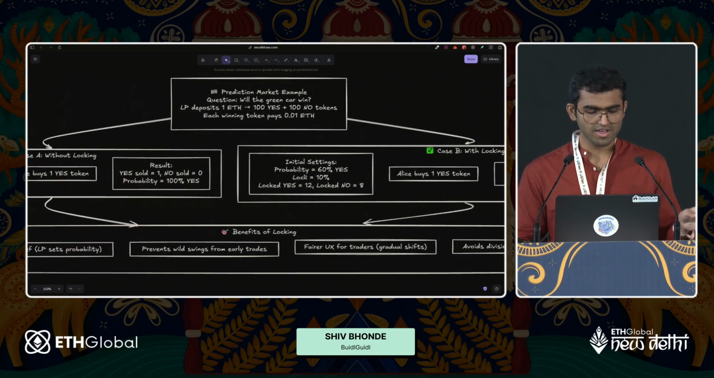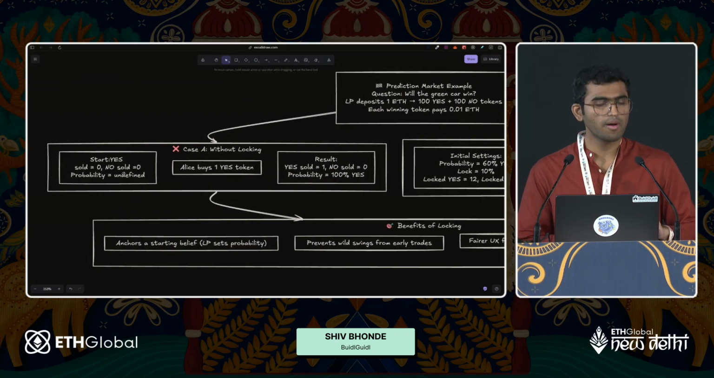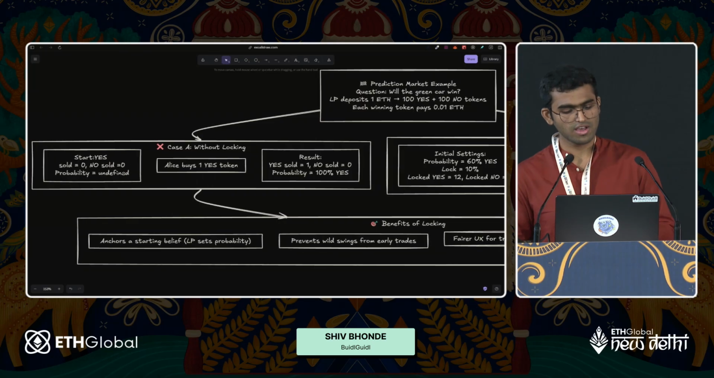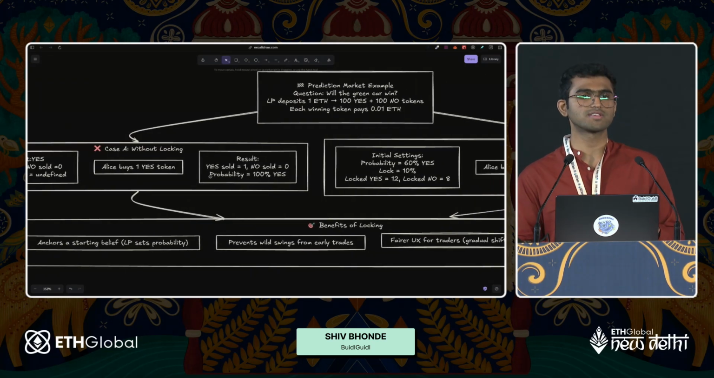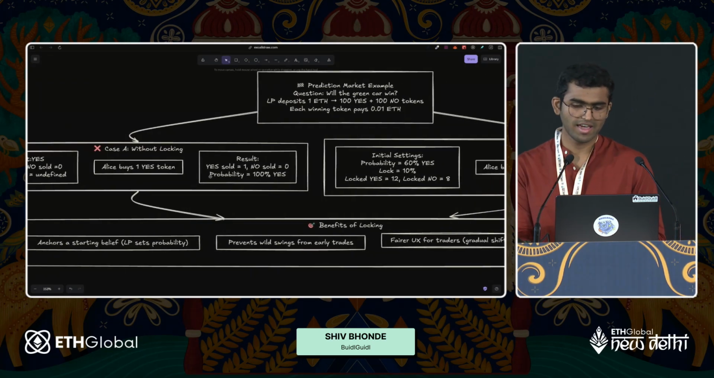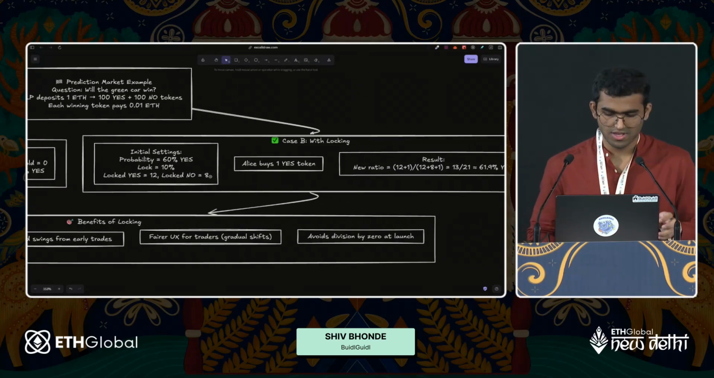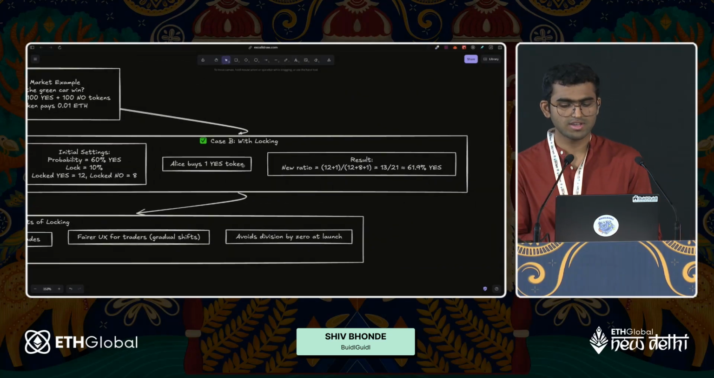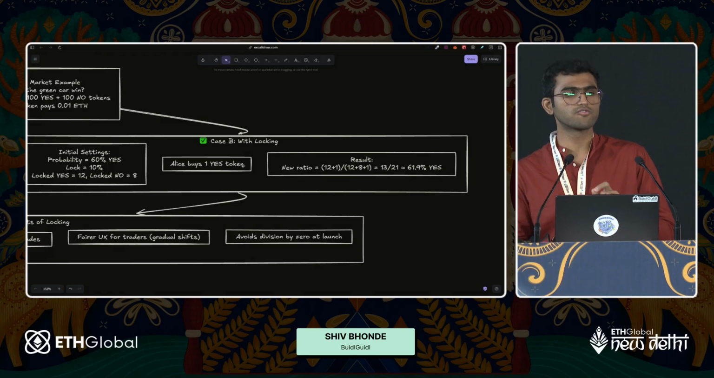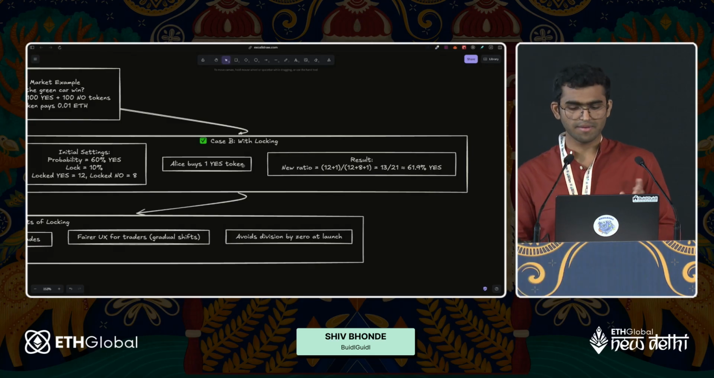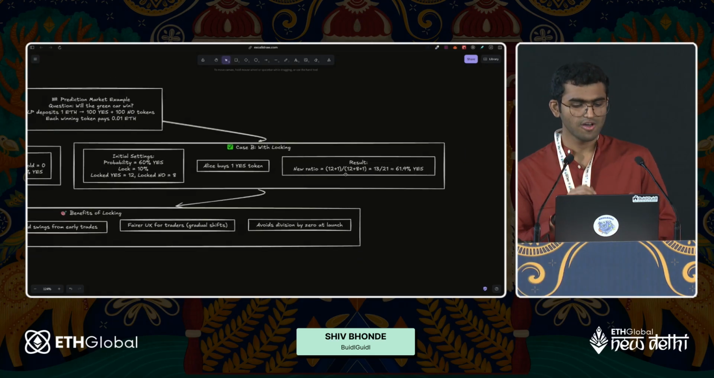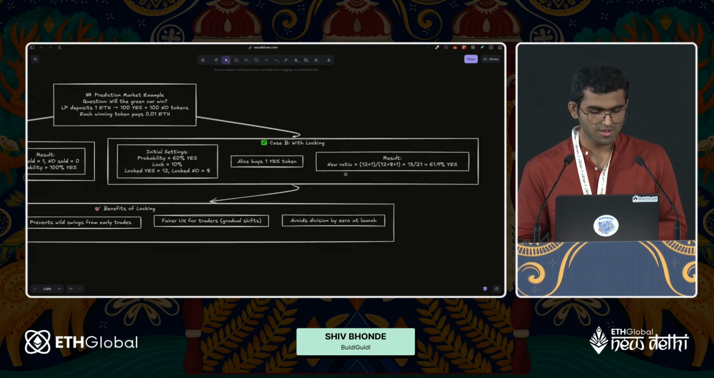But in the previous case, initially the probability was undecided, and as soon as Alice bought the token, it went to 100%. So that's the important thing. Once we lock the tokens, Alice buys one token, and it still doesn't move to 100%, it just moves to 61.9%. So that's the importance of locking some initial set of tokens.